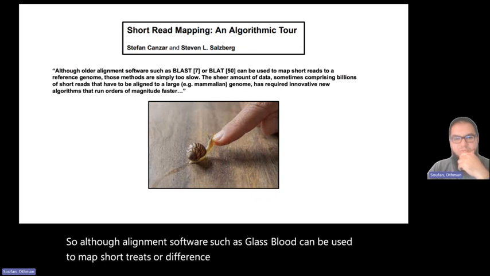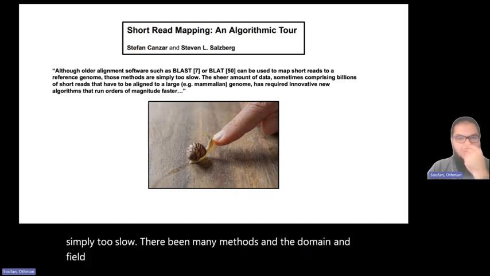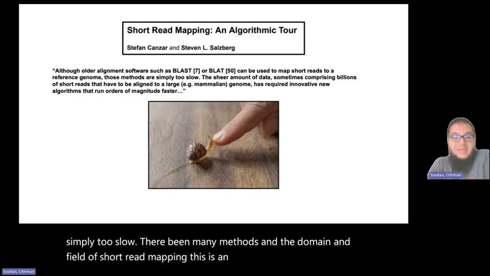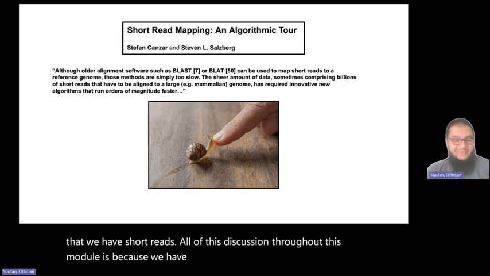Although older alignment software such as BLAST can be used to map short reads to the reference genome, those methods are simply too slow. There have been many methods in the field of short read mapping. This is an inherent challenge, given that we have short reads. All of this discussion throughout this module is because we have short reads. If we had long reads, things would be different.